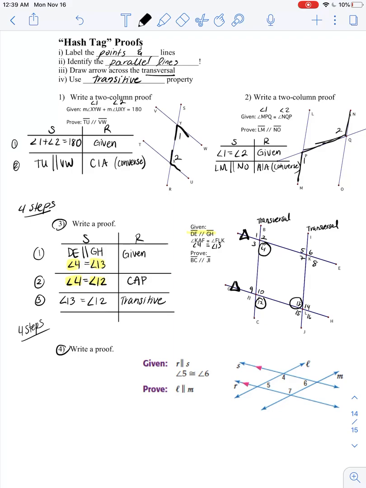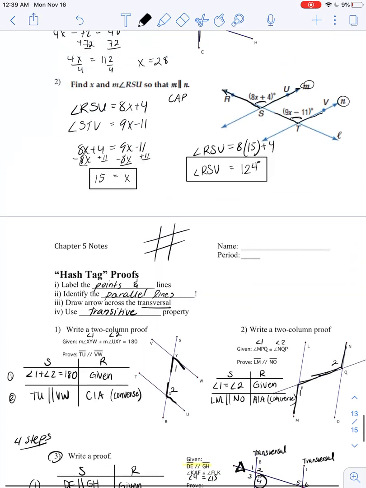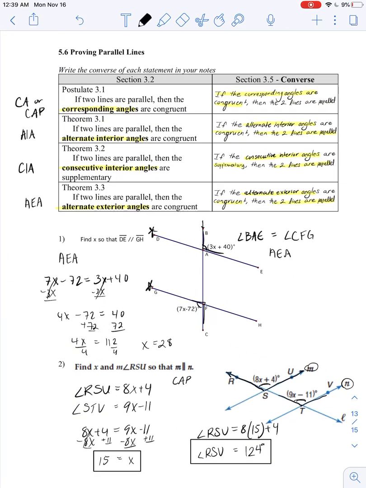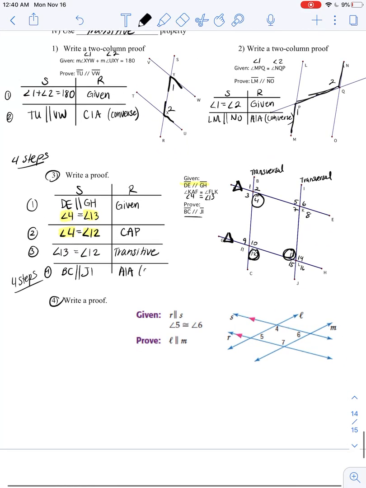So now that we've done that, we can go ahead and do our last step. The fourth step is going to be saying that these two lines are parallel. So BC is parallel to JI. And that's because, now we can look at this, we know that 13 and 12 are equal. We know that because of what we've already done. And because they're equal, that means that our alternate interior angles are congruent. And we said up here, if you have alternate interior angles that are congruent, then your two lines are parallel. So I recommend you put converse here so you can keep track of it.